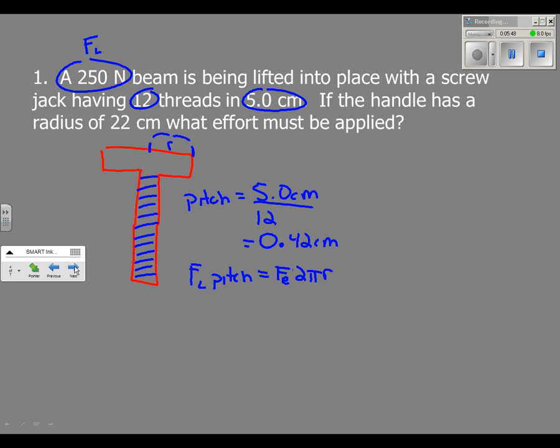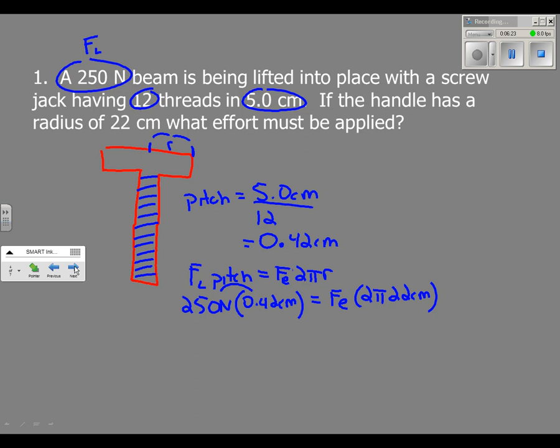The values we've got here are 250 newtons times the pitch, which is 0.42 centimeters, equals the effort force, that's what the question says to find, times 2 pi and 22 centimeters. All I have to do is multiply the two that are together, the 250 times the 0.42, and divide by the others. Just make sure you have the brackets in that, okay?